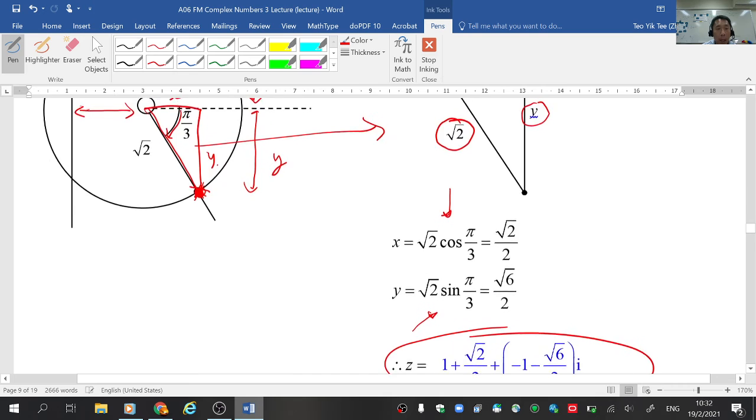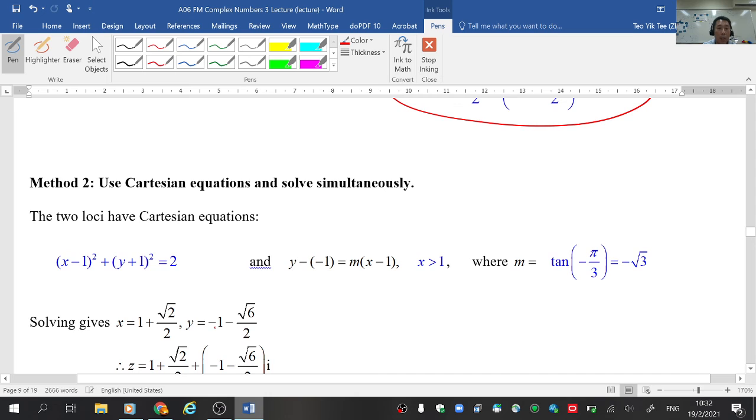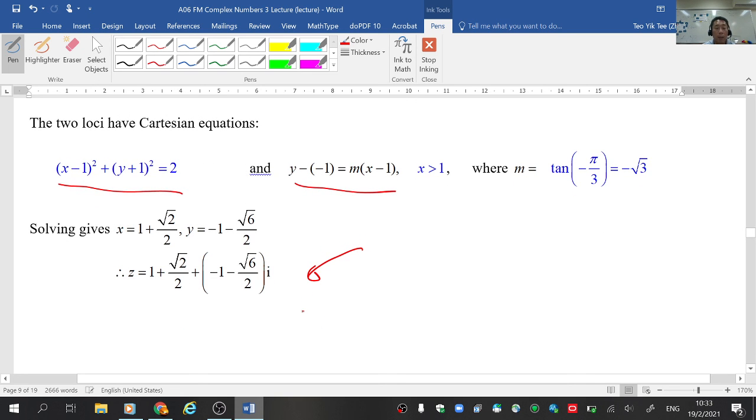Alternatively, I realize that this is actually a circle. You know how to write down the Cartesian equation of a circle. Similarly, this is actually a half line, which is a straight line. You can write down the Cartesian equation of the straight line and solve simultaneously. Cartesian equation of the circle, Cartesian equation of the straight line, and then solve them algebraically or simultaneously. You can get the intersection point that the question is asking for.